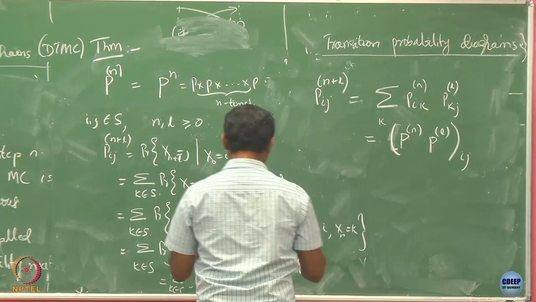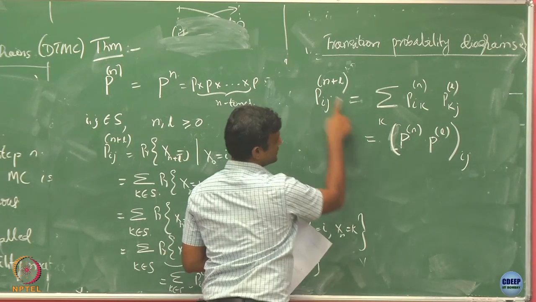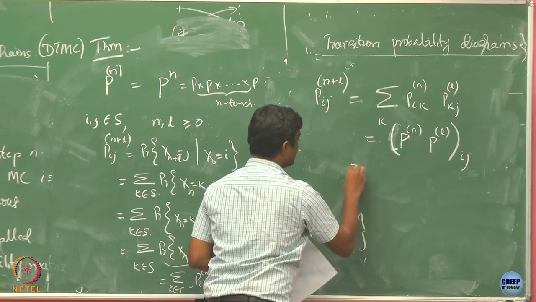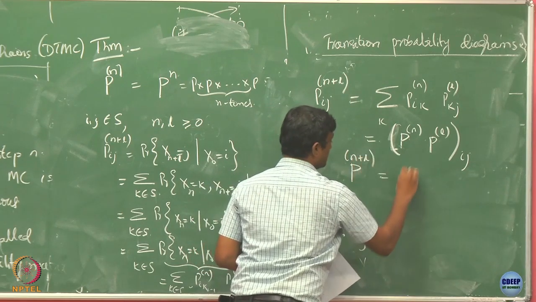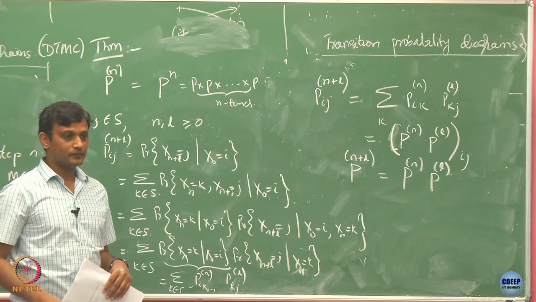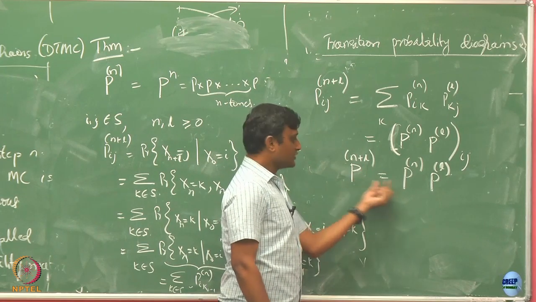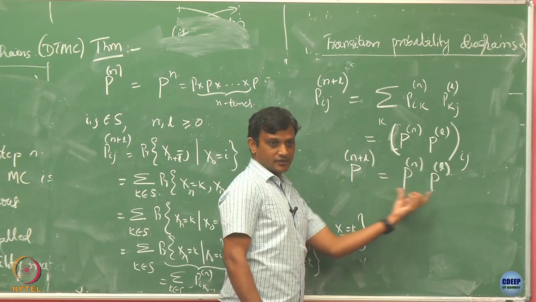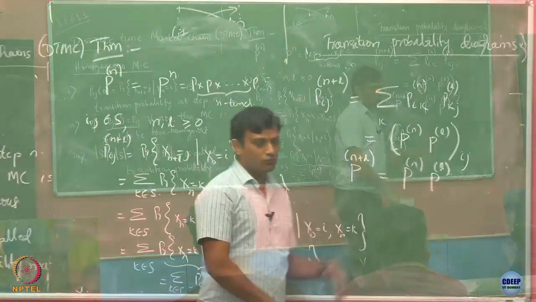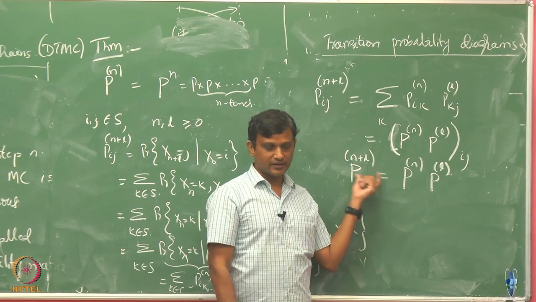So if every ijth element of this n plus L can be written like this, then what we are basically saying is P of n plus L is nothing but P of n and P of L, right? What this relation basically says is, if you take the ijth element of this, it is going to be the ijth element of this product. That is why these two matrices are the same. So good, we are able to split this transition probability matrix in this fashion.